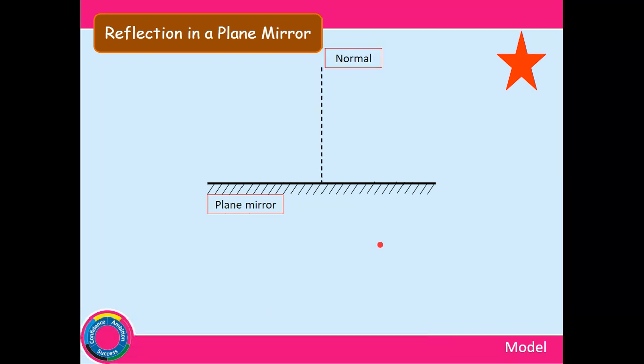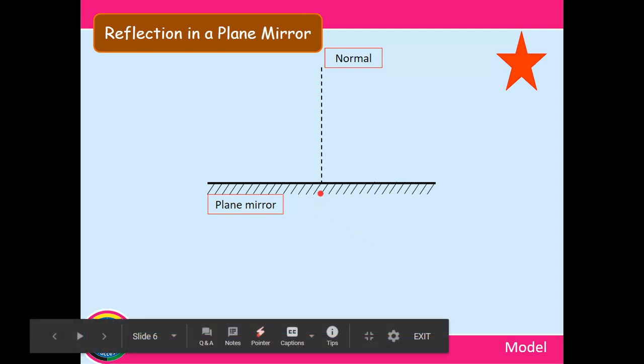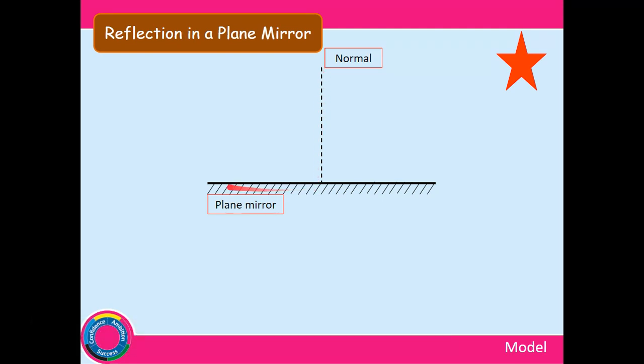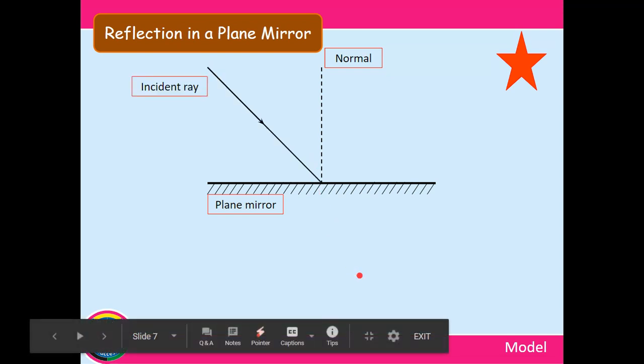So this is our normal. We've had this one from refraction. The normal is that imaginary line that is at right angles, or perpendicular, to the boundary, which is this bit here. It's at right angles to the surface, and it's where the ray actually strikes the boundary. There we go. So this is the incident ray.